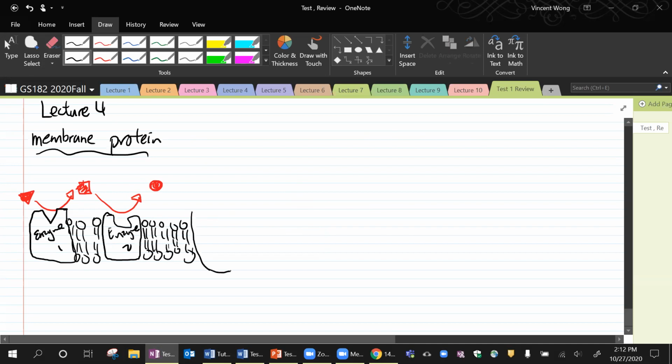You might have a protein here that is going to be a receptor protein. Okay, so like if I have a substrate, this is substrate.